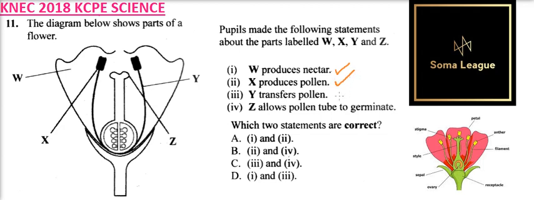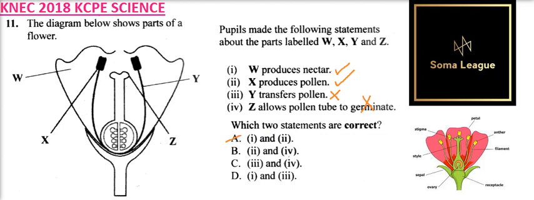Y transfers pollen. Y does not transfer pollen. And Z allows pollen tube to germinate. No, it doesn't. That happens in the ovary. So 1 and 2 are correct. So if we check which statements are correct, 1 and 2 are correct. So the correct answer is A.